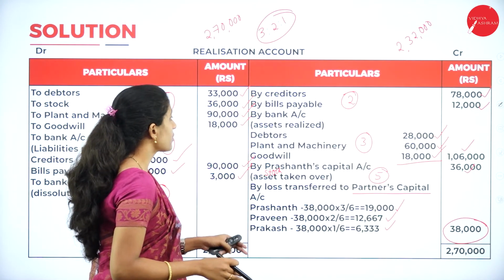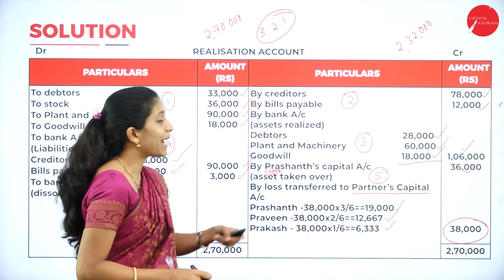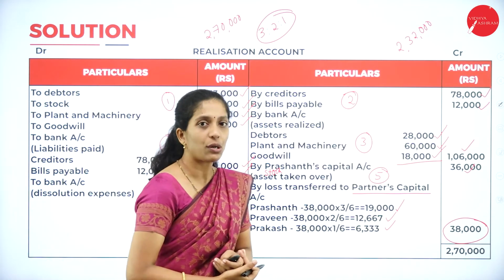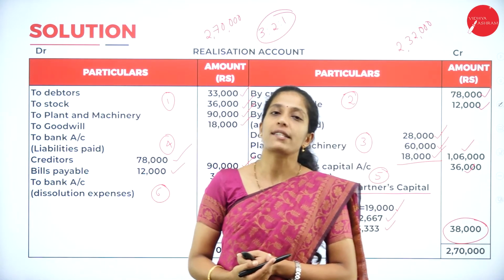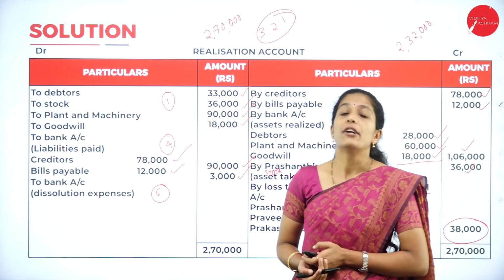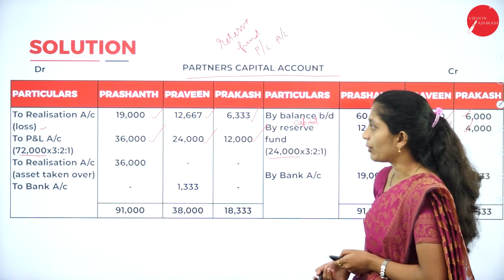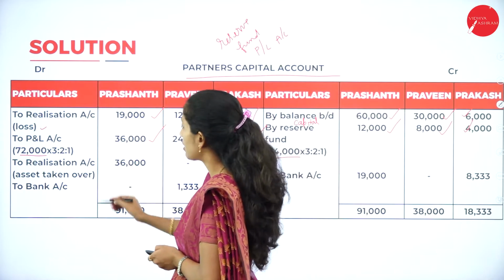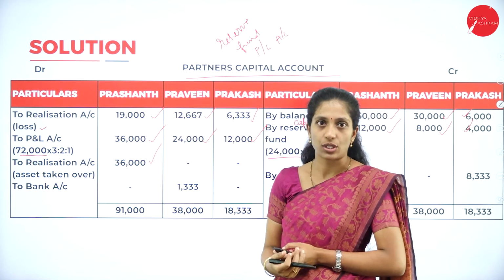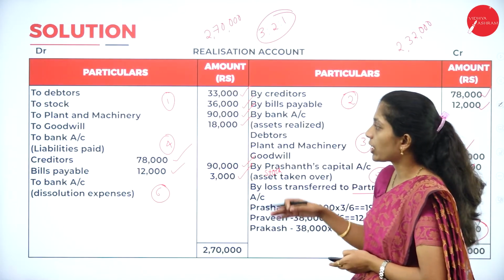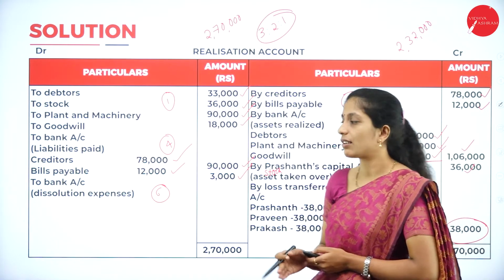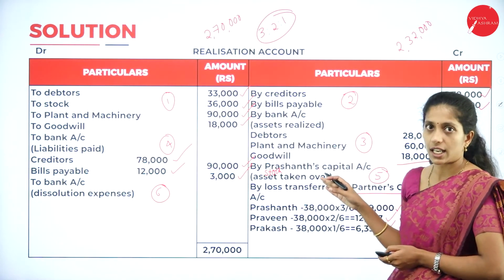Now see the credit side. So here we have by Prashant's capital account. So here this amount of 36,000 has been transferred to Prashant's capital account. So how do you record in partners' capital account? To realization account. So to realization account, asset taken over, write the amount in Prashant column, 36,000. And if you see your realization account, there is no other account which has been transferred to partners' capital account except this one, that is asset taken over.